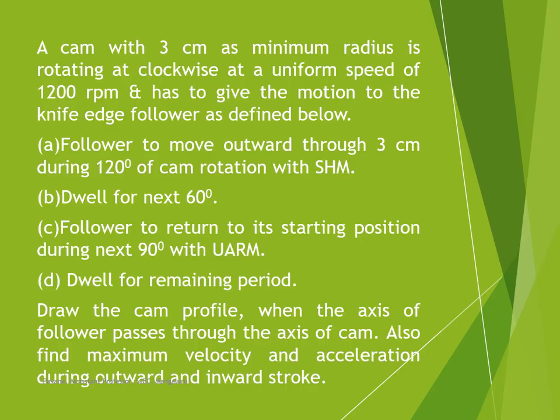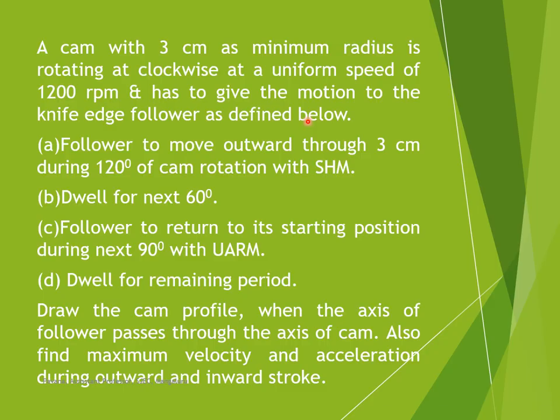Now see that sentence, give motion to the knife edge follower. So our type of follower is knife edge follower. That is very important: identify what type of follower it is. So here it is knife edge follower as defined below. What is defined below? He is defining the motion of the knife edge follower. Motion in the sense of displacement, how much it is moving from one point to another. So that is defined in the question.